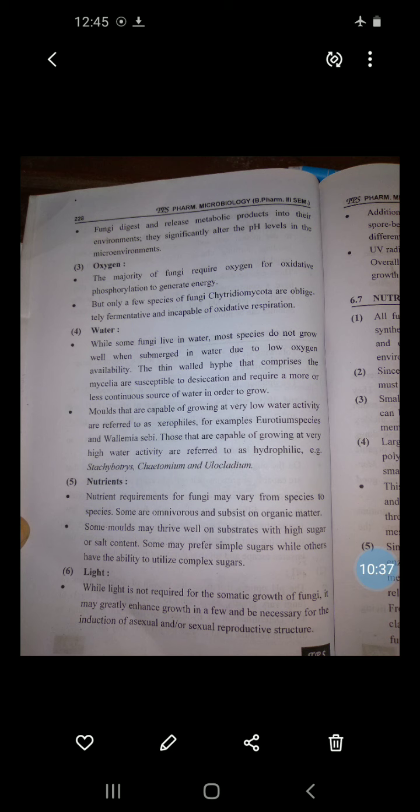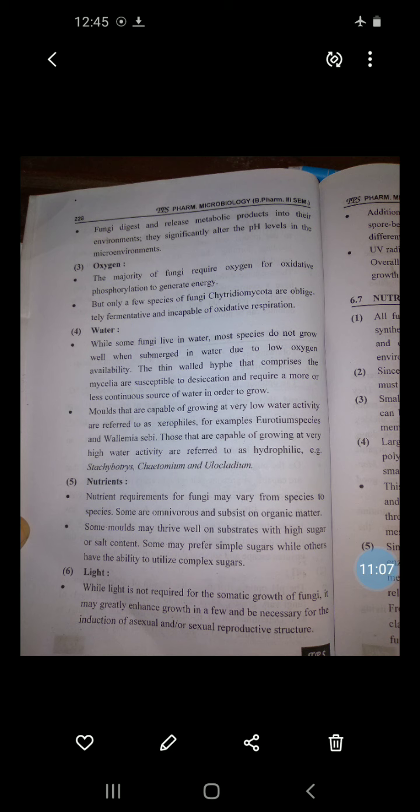The next requirement is light. While light is not required for the somatic growth of fungi, it may generally enhance growth in a few and be a necessity for the induction of asexual and sexual reproductive structures.